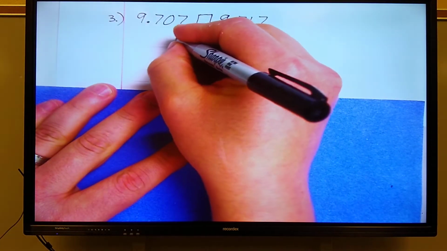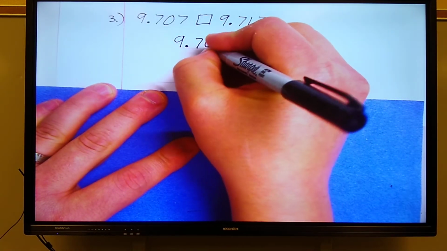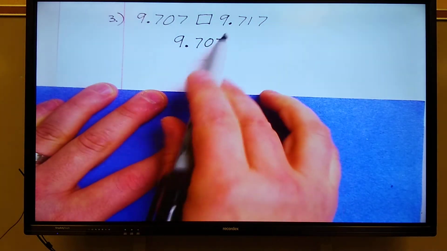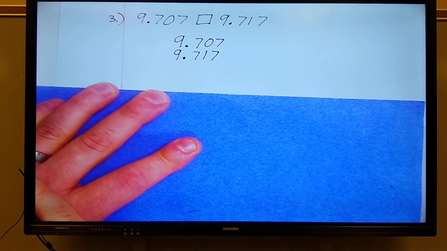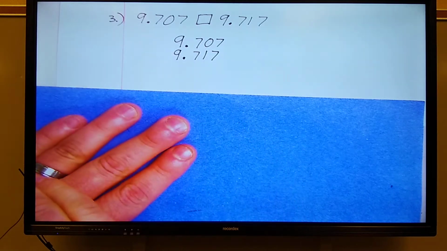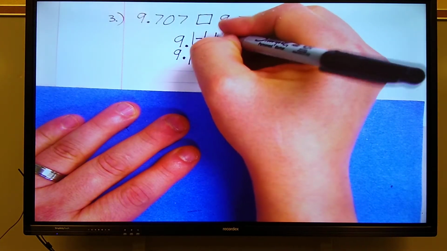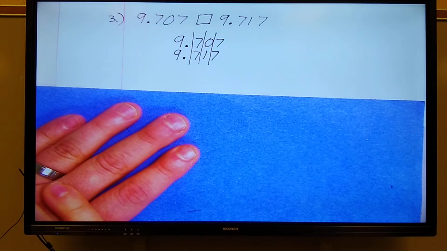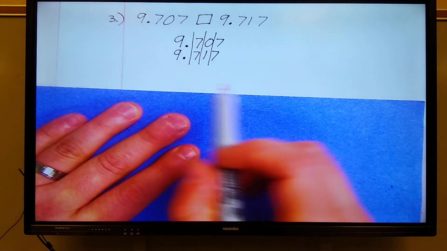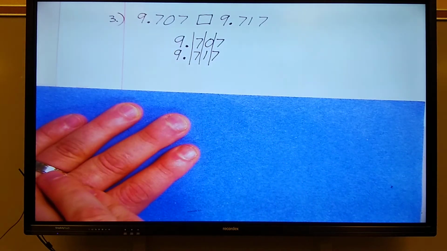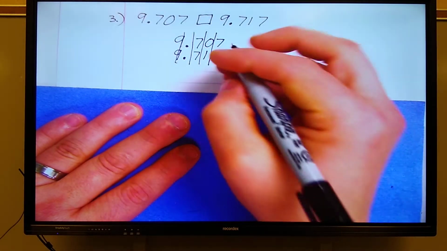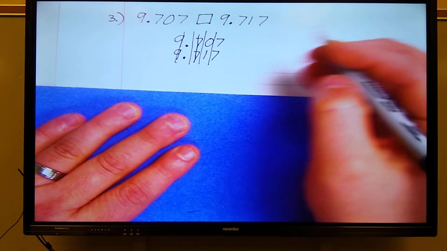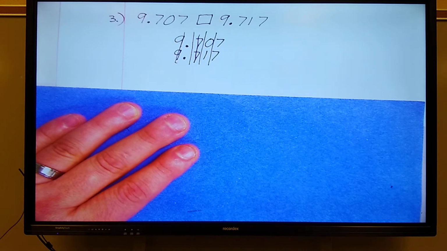Take the first number, 9 and 707 thousandths. Take the second number, 9 and 717 thousandths. Make sure the decimals are lined up. Make sure the places are lined up. Make sure you have your columns. Now, let's check each place until we find one that is different. In the ones place, 9 and 9, can't use it. The tenths place, 7 and 7, can't use it. The hundredths place, 0 and 1, I can use it.